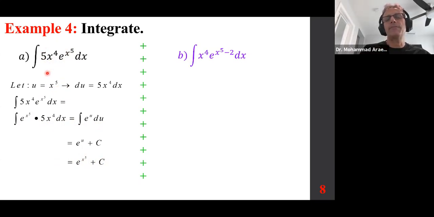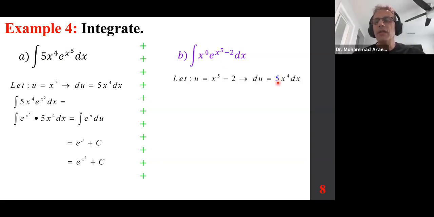For part B, we do exactly the same. The choice of u is the exponent, which is x to the power of 5 minus 2, and the derivative of that is 5x to the power of 4. So du is 5x to the power of 4 dx.